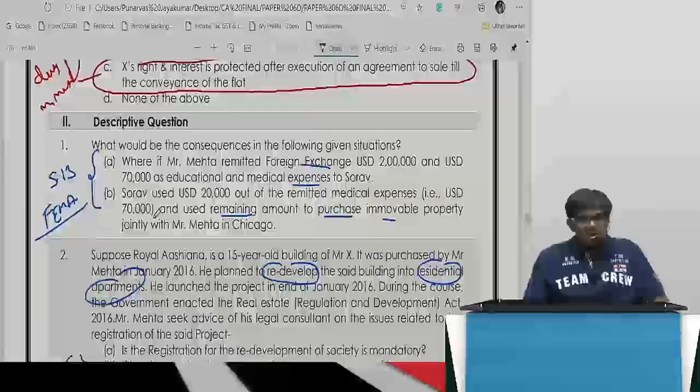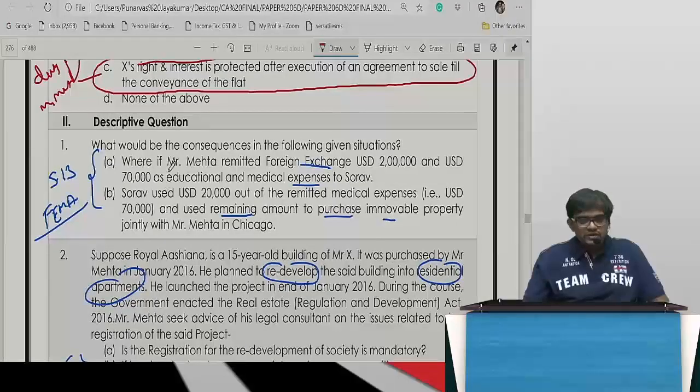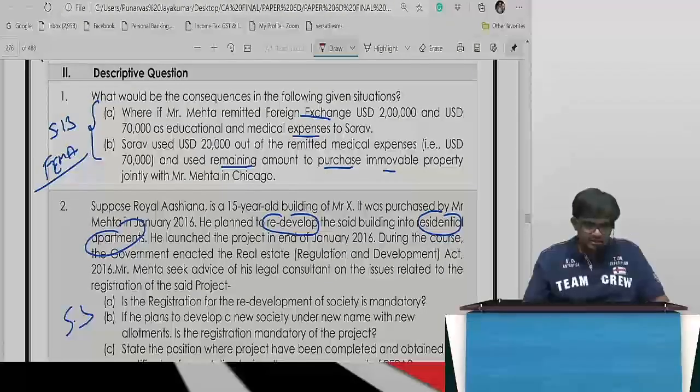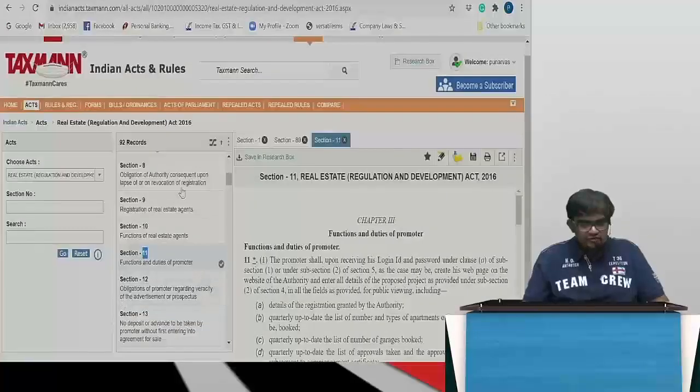Done. What would be the consequence in the following given situations? Where Mr. Mehta remitted foreign exchange 2 lakh and USD 70,000. Same, we discussed this 3 times, 60,000. 20,000 are remitted for medical expenses and the remaining part is used to purchase immovable property. Guys, can you purchase immovable property and all those things? So section 13 only has all the penalty provisions. So you can go to section 13 of FEMA.